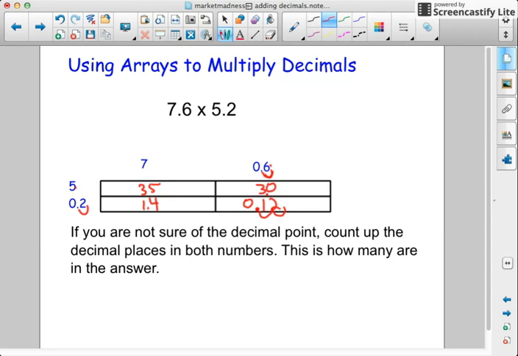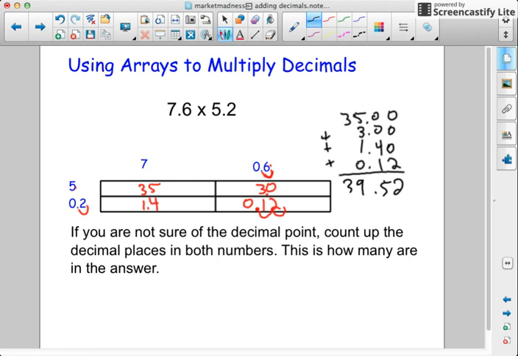Now I need to add up all the numbers in the boxes. So to make sure I do it correctly, I could line up all the dots. So this would be 35 plus 3.0, or just 3, plus 1.4 plus 0.12. Keep them neat so you keep the right place values. You could place zeros in here if you want. So this will give you 3, 9, decimal point, 5, 2. So 39.52.